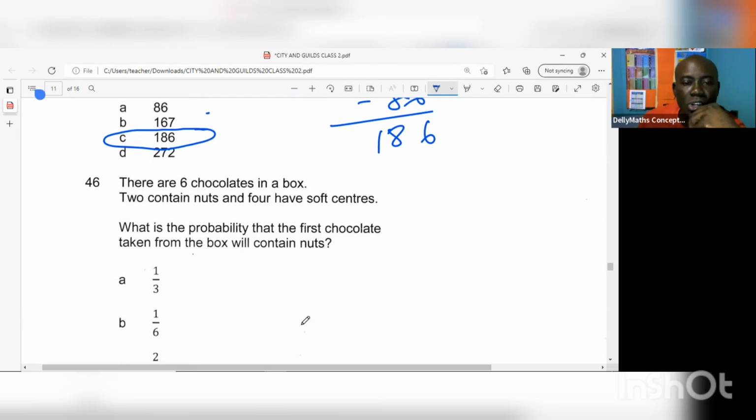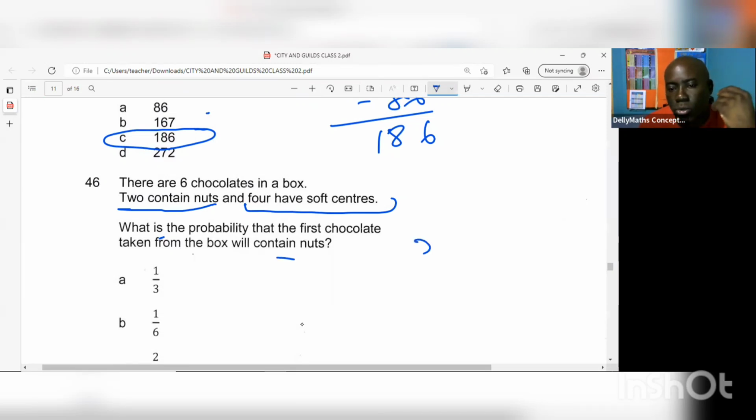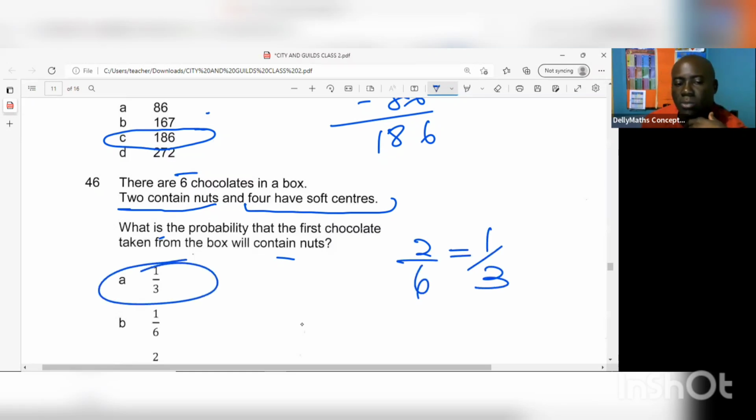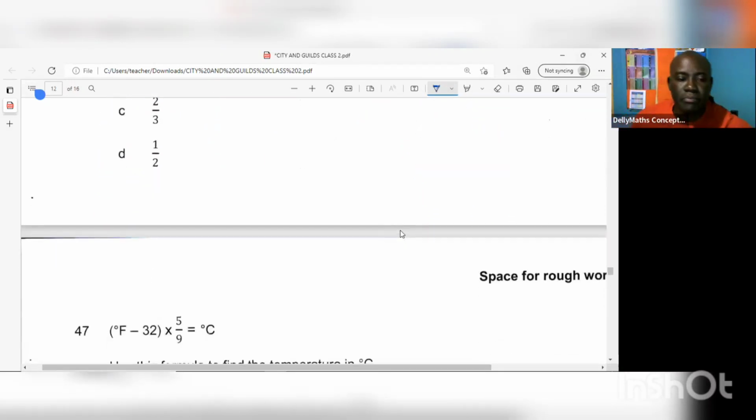There are 6 chocolates in a box. 2 contain nuts and 4 have soft centers. So we have 2 of them with nuts, 4 of them with soft centers. What is the probability that the first chocolate taken from the box will be nuts? There are 2 with nuts out of a total of 6 chocolates. So breaking down, this is 1/3. Probability refers to your desired outcome over the total possibilities.